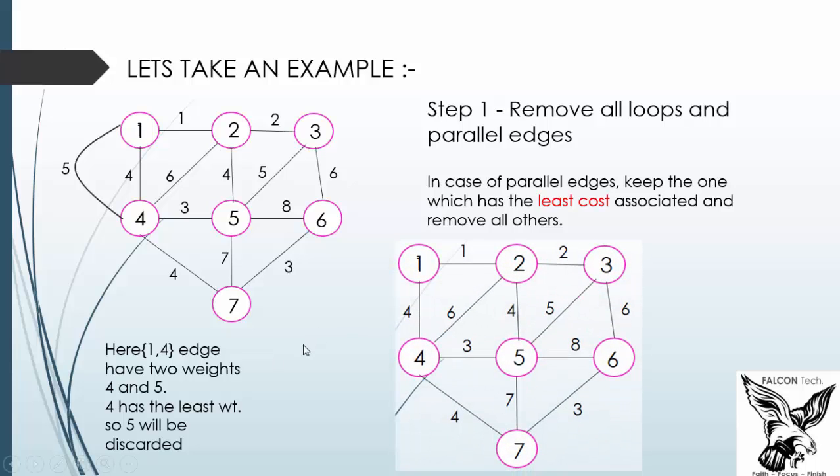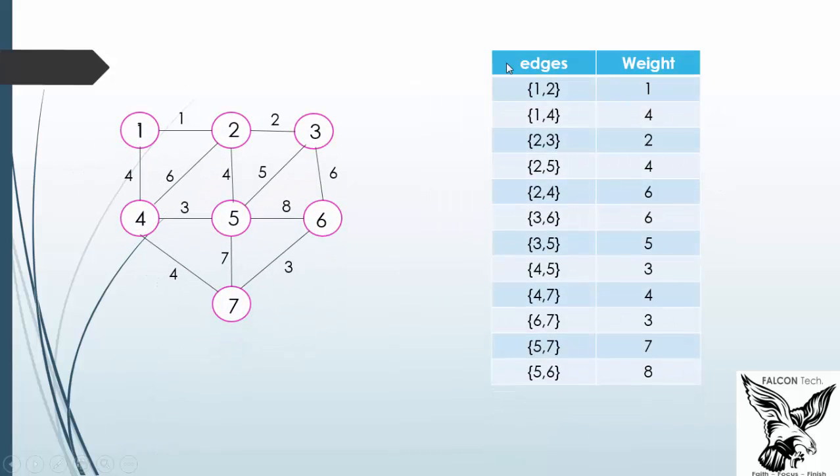So how to solve? At first make a table. See here we considered all the edges and their corresponding weights: 1 and 2, weight is 1; 1 and 4, weight 4; 2 and 3, weight 2; 2 and 5, weight 4. In this way all the edges are considered. Here the number of nodes is 7.